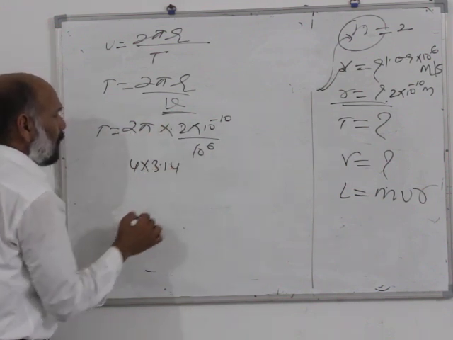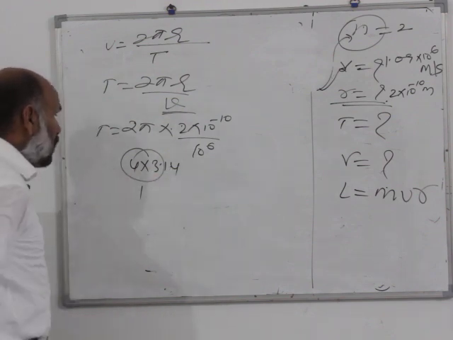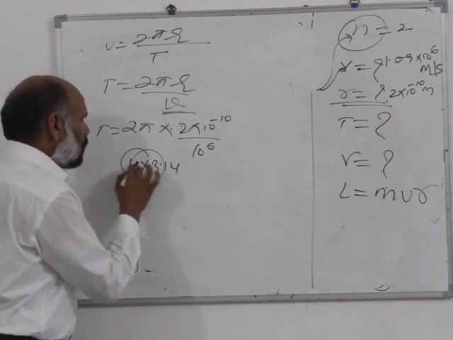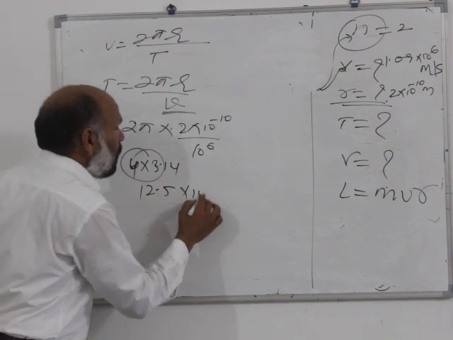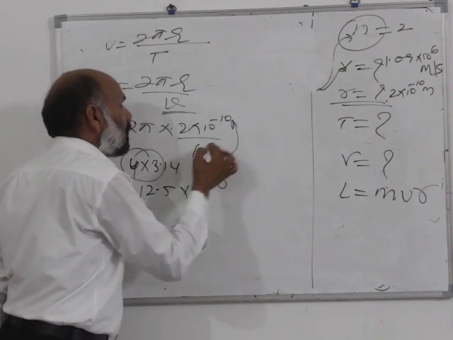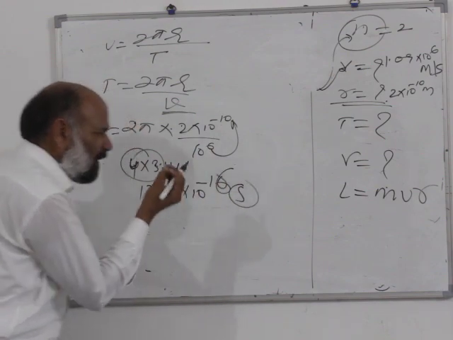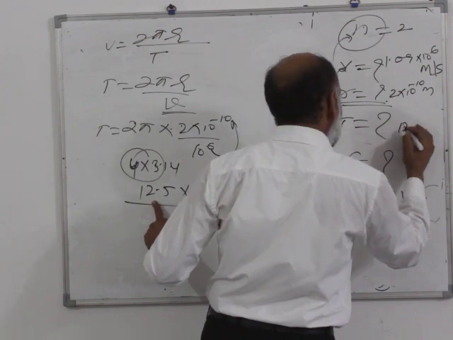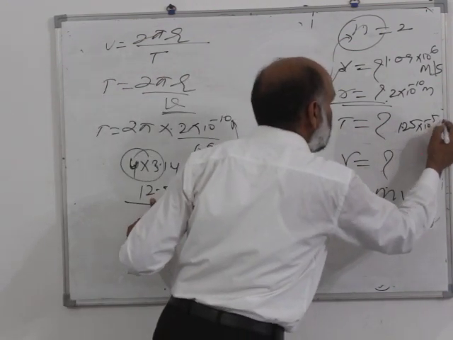4 pi is around 12.5. So 12.5 into 10 to the power minus 16. This small time is required. So what is time? 1.25 into 10 to the power minus 15 seconds.